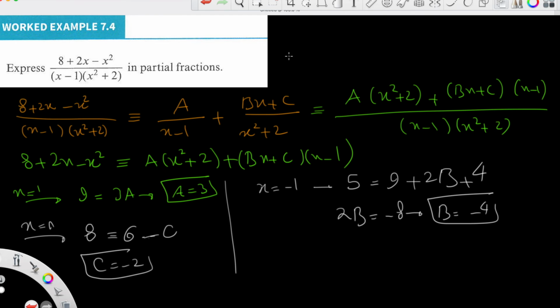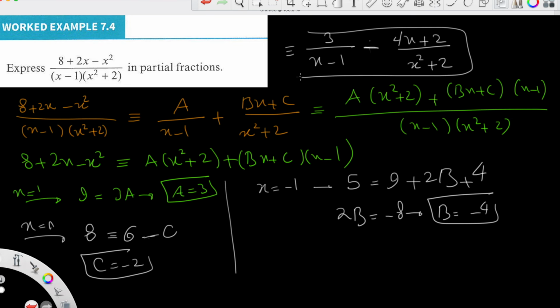Now this fraction is split into a, which is 3 over x minus 1, plus b is negative 4 and c is negative 2. I can factor negative here to write 4x plus c, which is 2, over x squared plus 2. Now it has been split into partial fractions.